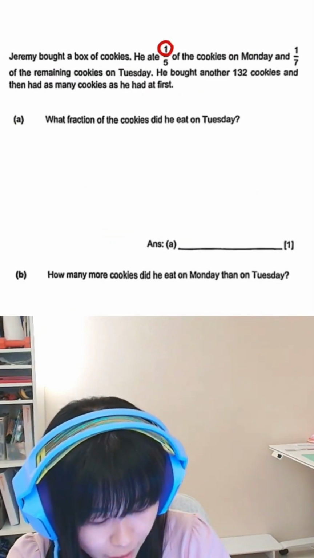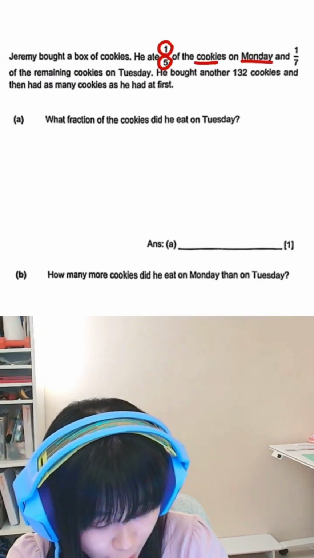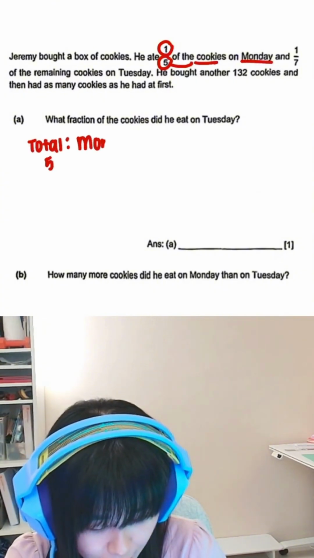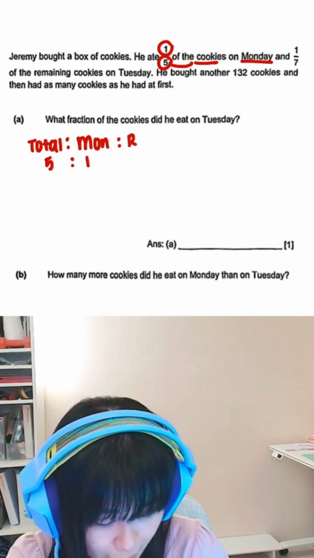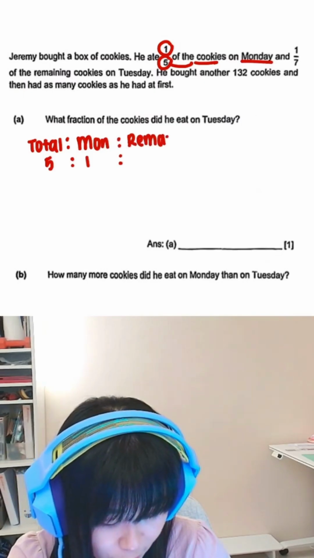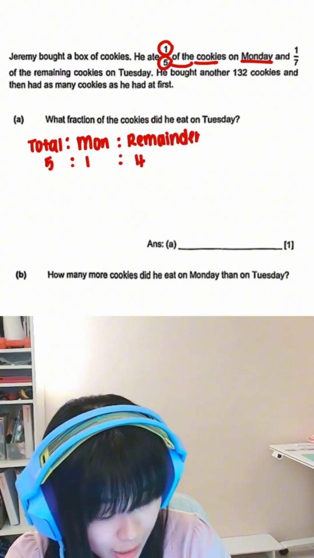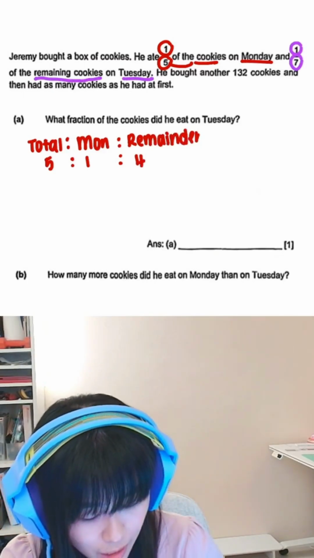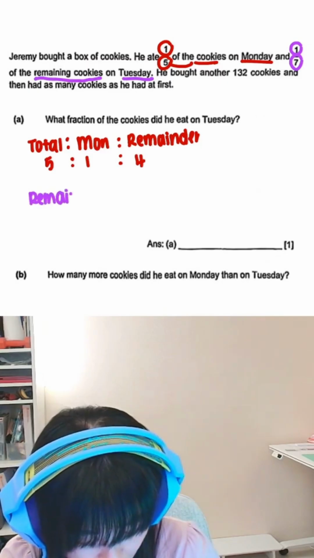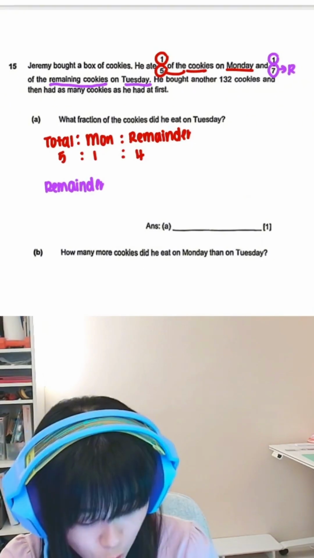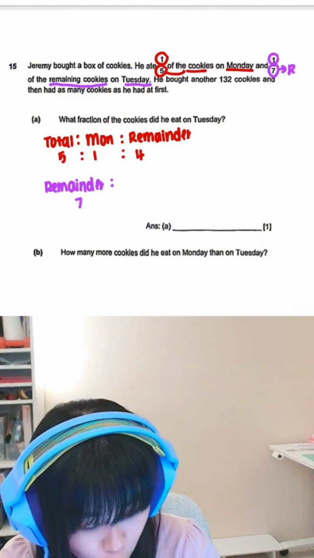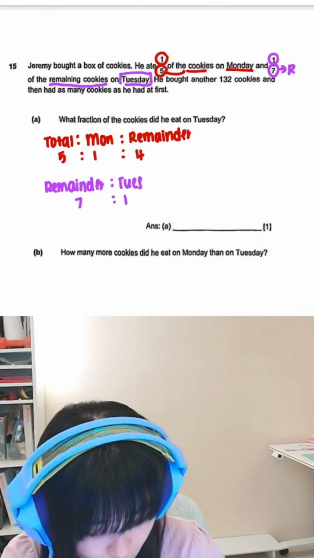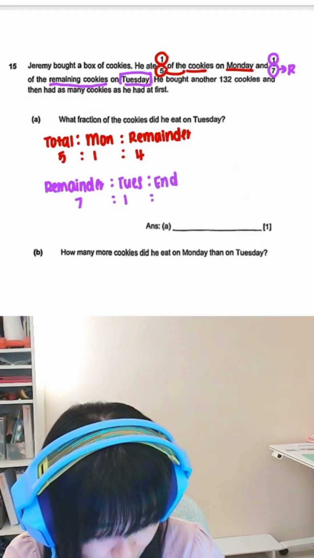He ate 1/5 of the cookies on Monday, means 5 units is the total. Monday, he ate 1 unit. So your remainder is 5 minus 1, which is 4 units. He ate 1/7 of the remaining cookies on Tuesday. It means your remainder is 7 units from the question. So 7, out of which 1 unit he ate on Tuesday. So Tuesday is 1. In the end, 7 minus 1 is 6.